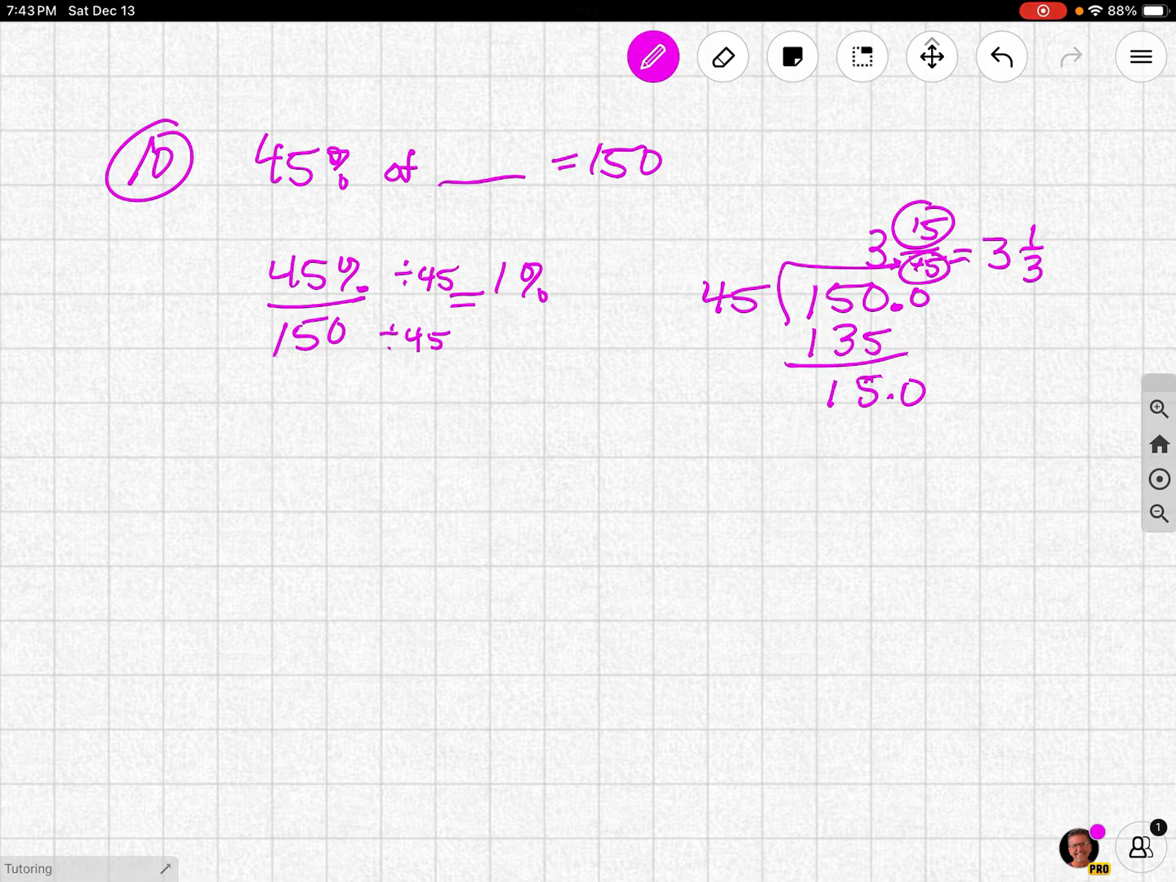So 45%, no. Let's see, 1% is 3 and 1/3. So to find 100%, we multiply by 100. So 3 and 1/3 times 100 is equal to 333 and 1/3, right? 333 and 1/3. So that is the correct answer right there. 333 and 1/3.